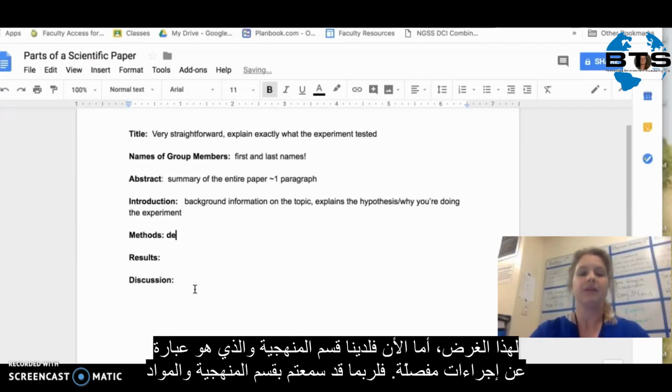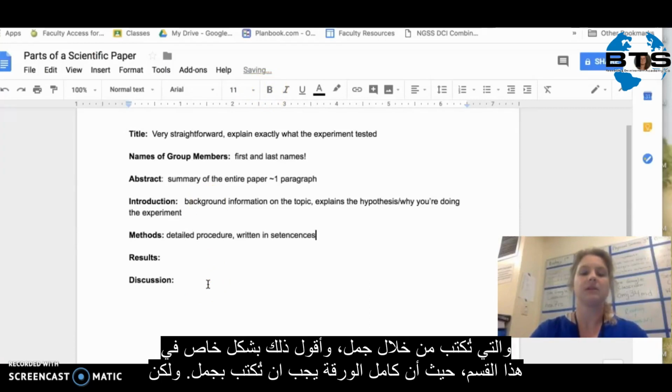Methods. This is a detailed procedure. You often hear it called methods and materials. This is written in sentences. If I can spell that sentence. Yay, autocorrect. This is written in sentences. And I say that specifically with the methods. The entire paper should be written in sentences.